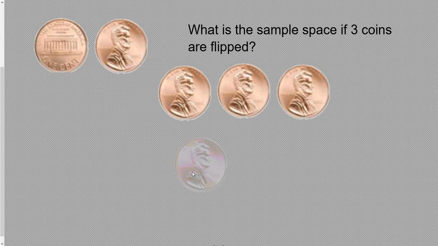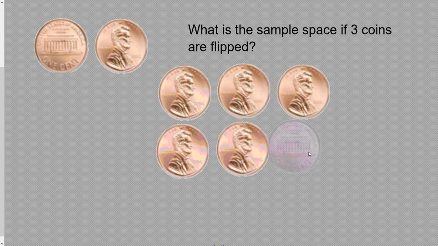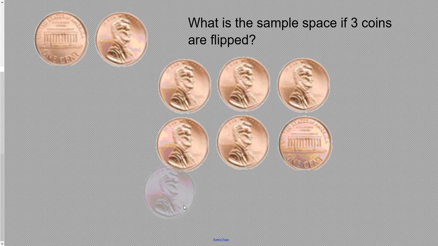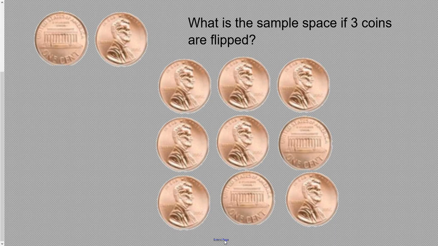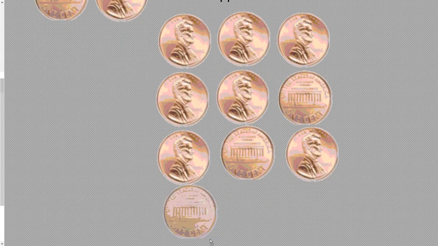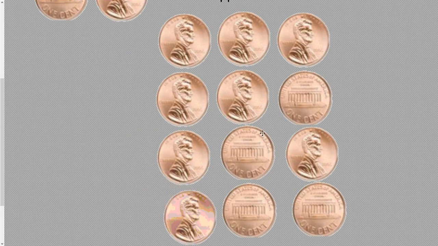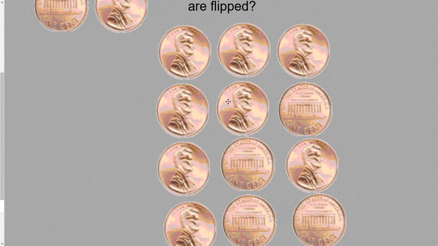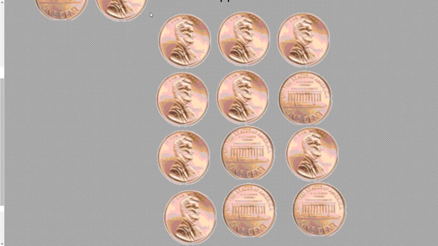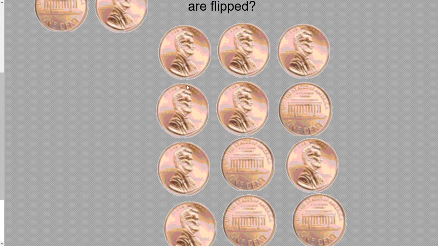But it is one. So let's just kind of systematically adjust this. We could have the last one be tails. Or we could have the middle one be tails. Or we could have both of the last two be tails. Those are all of the options where the first coin is heads, right? So then I would just copy all of this, but with the first coin being tails, and that would be all of the possible outcomes. There would be 8 of them. Okay.